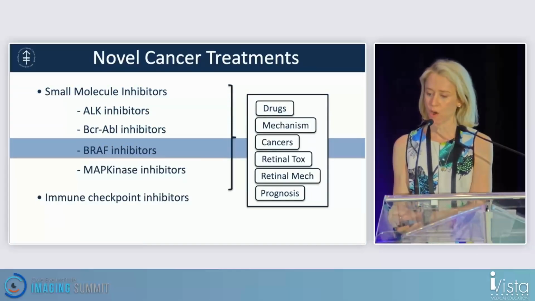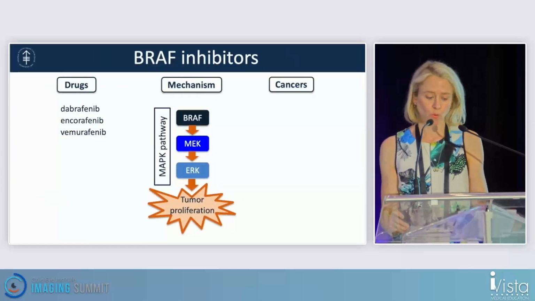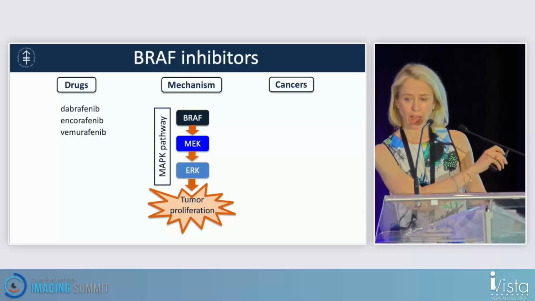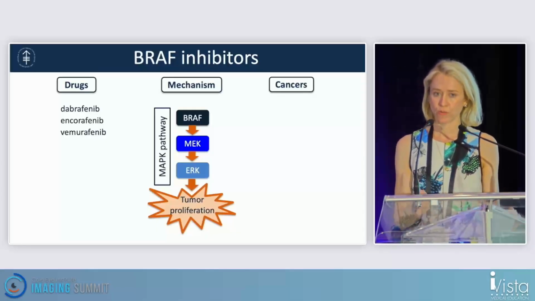It's not very common. I'm now going to skip down this list and talk about BRAF inhibitors, which are upstream on the MAP kinase pathway. If you have a mutation in this pathway, you get overactivation of it in tumor proliferation.